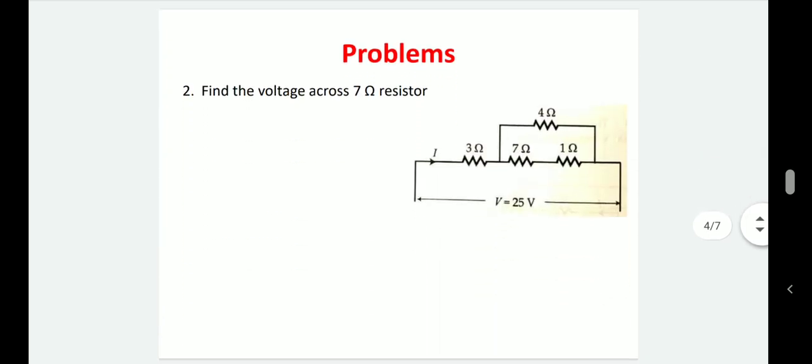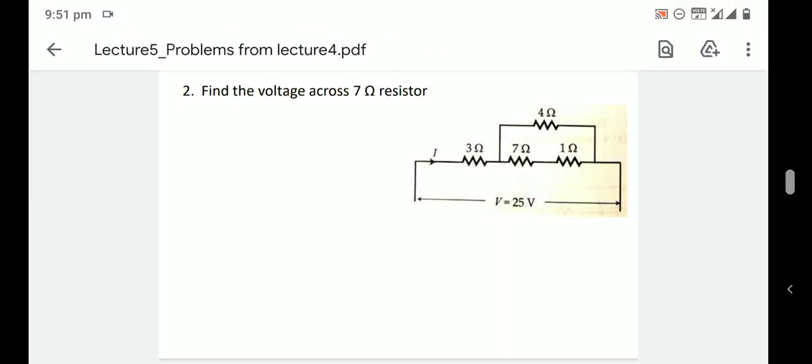Then second problem, find out the voltage across the 7 ohm resistor. So here, this is the 7 ohm resistor. We need to find out the voltage across that resistance. 25 volt is given. So first we need to find this current, or we can find this current by finding out the total resistance of this resistance combination.